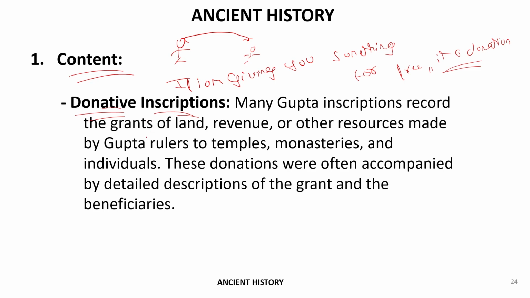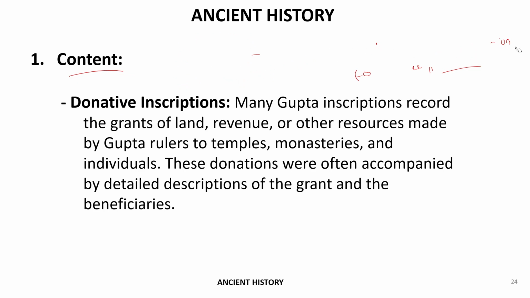Many Gupta inscriptions record the grants of land, revenue or other resources made by Gupta rulers to temples, monasteries and individuals. These donations were often accompanied by detailed descriptions of the grant and beneficiaries. Okay, so what was basically in the donative inscriptions? Let me tell you in short.